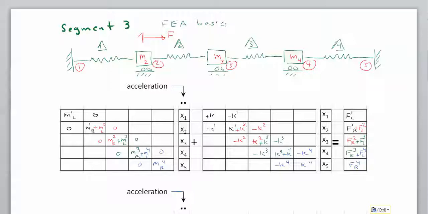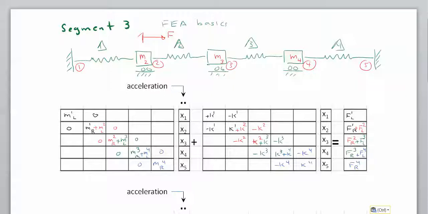Hi folks, this is segment 3 and that's where we stopped last time. So the structure that we have is shown to you on the top, and then we looped through the elements and one by one wrote down the equation of motion and assembled it into the mass matrix, the stiffness matrix, and the load vector. We now have to decide what to do with these things that we've got there.